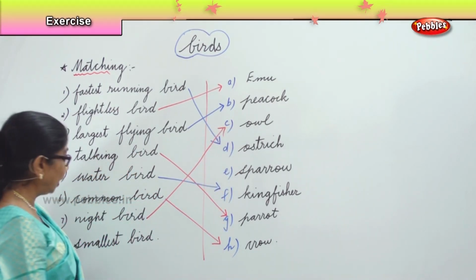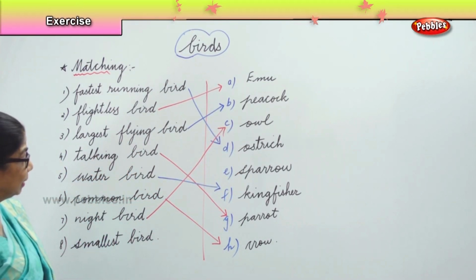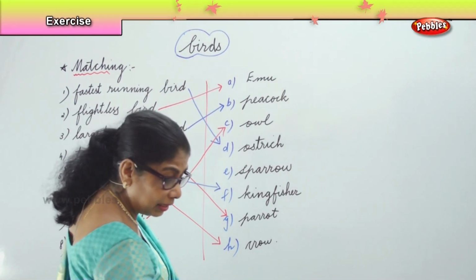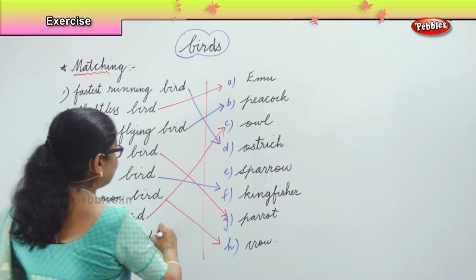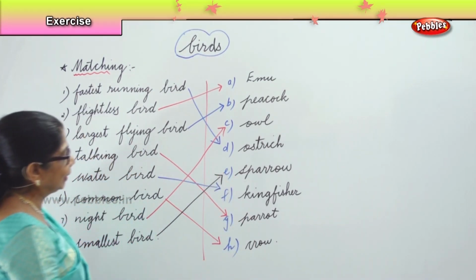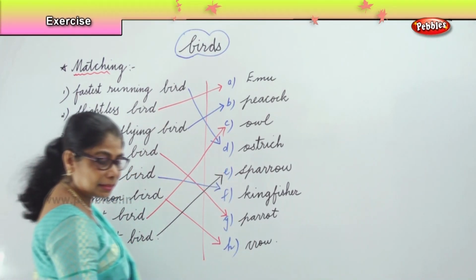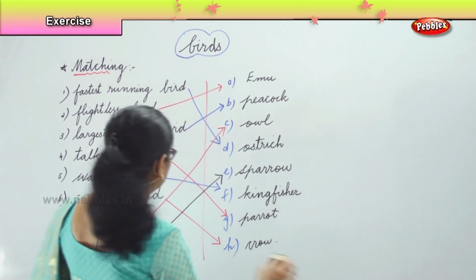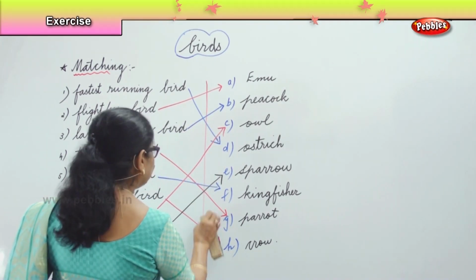And finally you have the smallest bird. The smallest bird is a sparrow. So you have matched the birds. Very good.